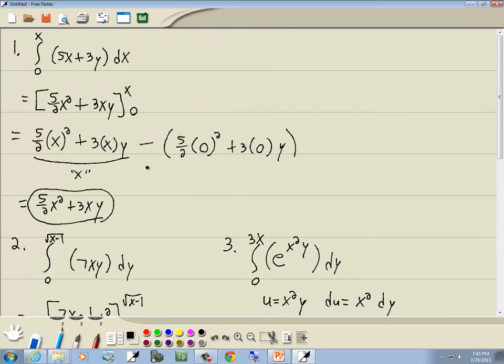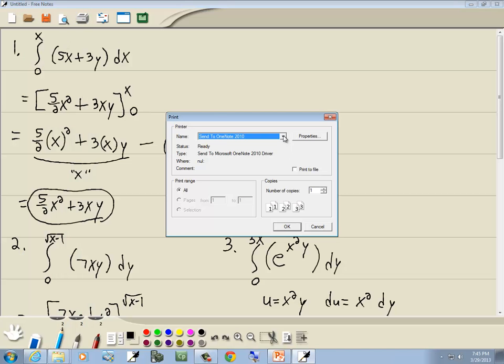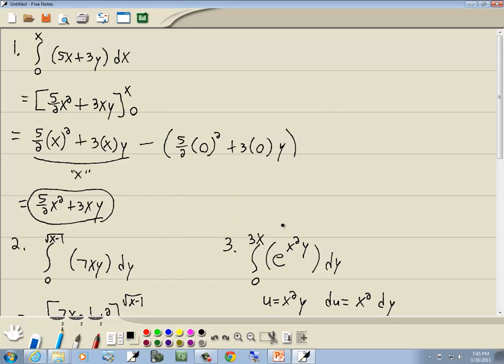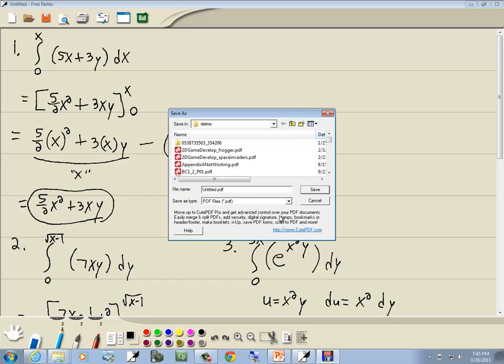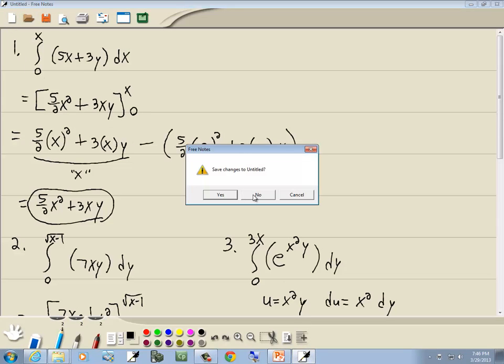Let me save that. What's this called? Iterated integrals and area in the plane. Calc 3, iterated integrals and area in the plane. I don't have my glasses on, but hopefully I'm spelling everything right there. Page 01.pdf. Okay.